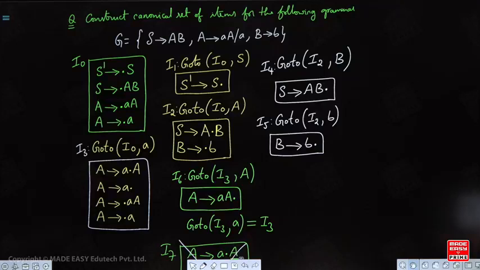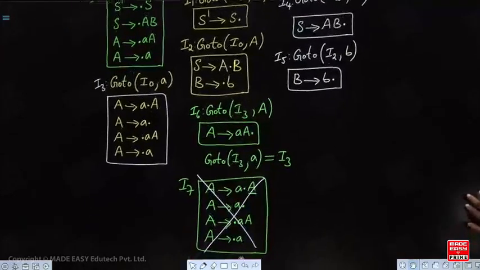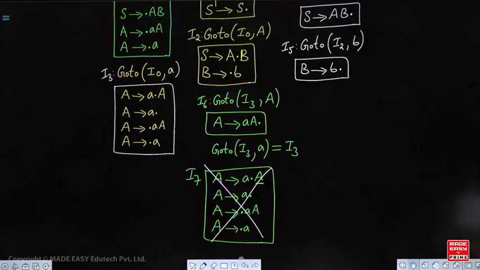I7 is already created, Sudeshana Rakshit. Whatever I7 and I3 both are the same. Whenever you are getting the same state, you should not give the new name again.